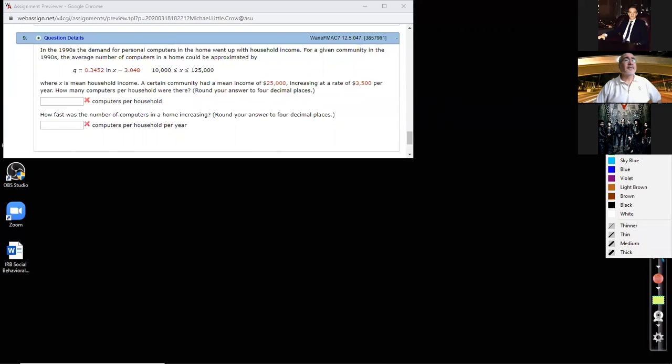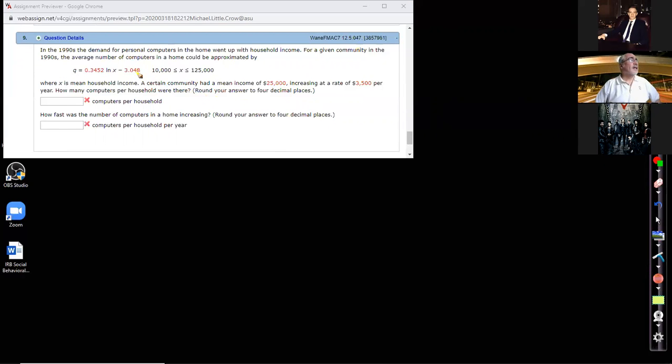So, in the 1990s, the demand for personal computers in the home went up with household income. Oh, so there is one income problem. For a given community in the 1990s, the average number of computers in a home could be approximated by this equation. Are we in the right place?